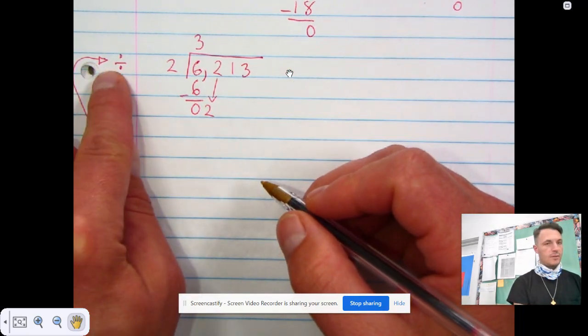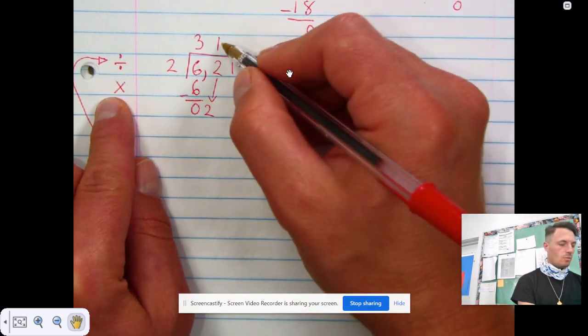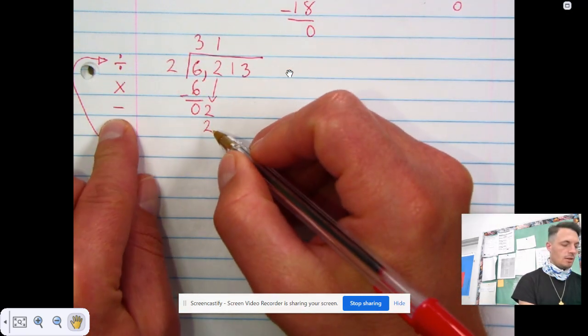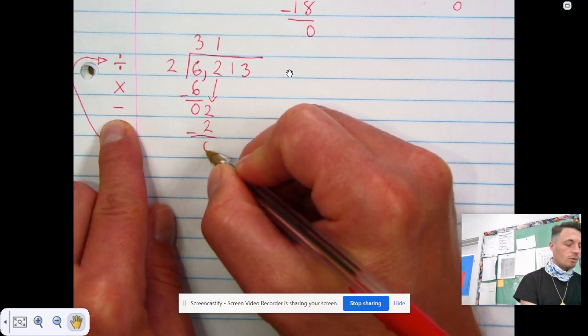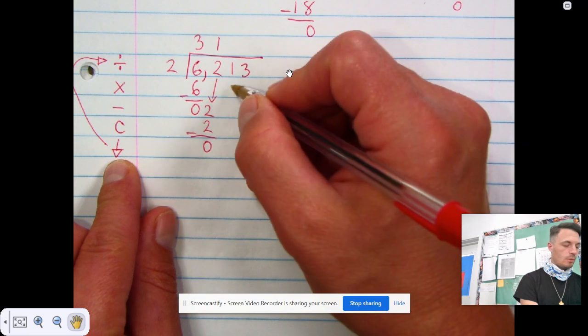We go back to divide. 2 can fit into 2 1 time. Now we multiply. 1 times 2 is 2. Now we subtract. 2 minus 2 is 0. Now we compare. Is 0 smaller than 2? Yes. So now we bring down.